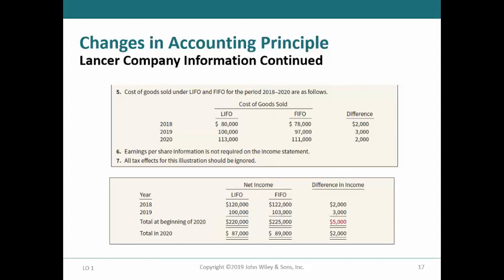And the effect on net income for 2020 is $2,000. The cumulative effect of $5,000 will be credited to retained earnings in the journal entry in the next slide. The $2,000 will be used to disclose the change on 2020 net income in the notes to the financial statements.